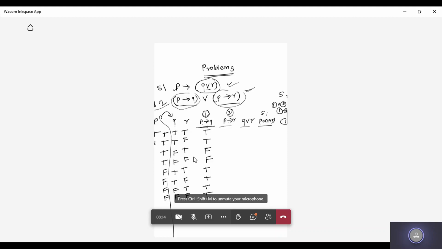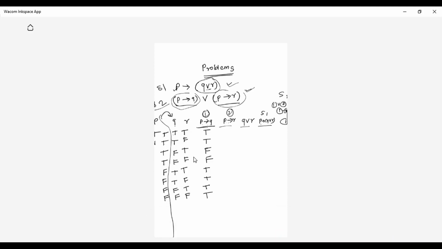False. Otherwise, everything would be true. Now we have done with P to the Q, right? P to the R we have to do. Now P to the R means this.